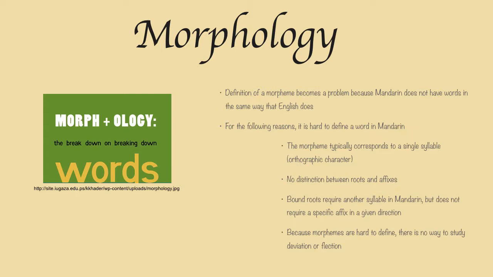The morpheme typically corresponds to a single syllable or its orthographic character. There are no distinctions between roots and affixes. Bound roots require another syllable in Mandarin, but do not require a specific affix given in direction. And because morphemes are hard to define, there is no way to study derivation or inflection.